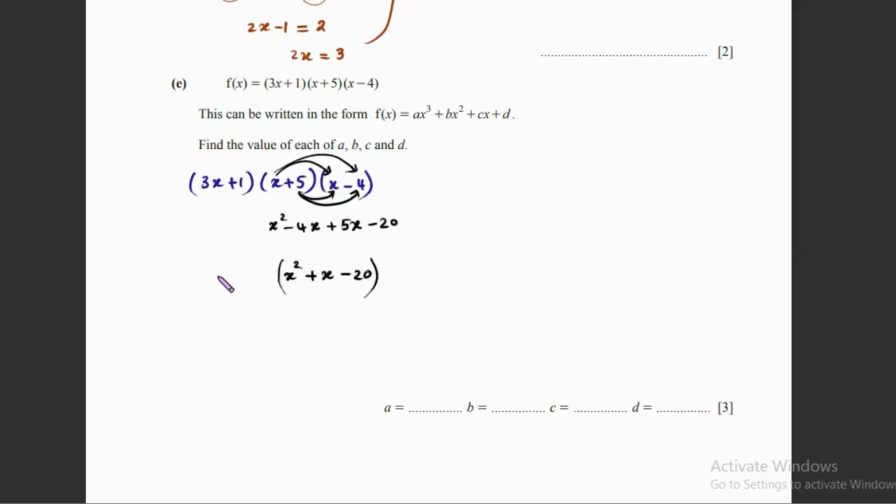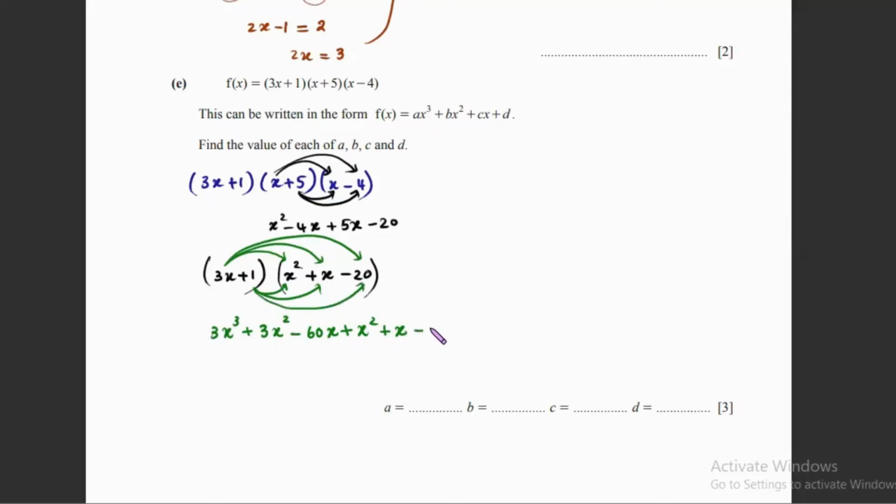Now, with this answer, I need to multiply this bracket that I have here, which is 3x plus 1. So I'm going to expand them together by multiplying. I'm going to multiply 3x and x squared, which is 3x cubed. 3x and this plus x should be multiplied, which is 3x squared. 3x times minus 20 is minus 60x. 1 times x squared is x squared. 1 times x will give us x. 1 times negative 20 is negative 20.